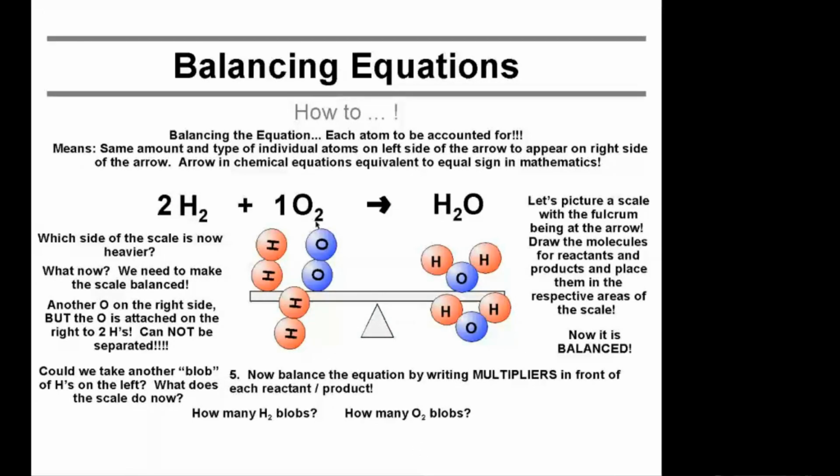So 1 O2 blob. On the other side, how many H2O blobs do I have? Okay, 2, of course. And there is your balanced equation. We take 2 H2s and 1 O2 to make 2 H2Os. All balanced. Wonderful.